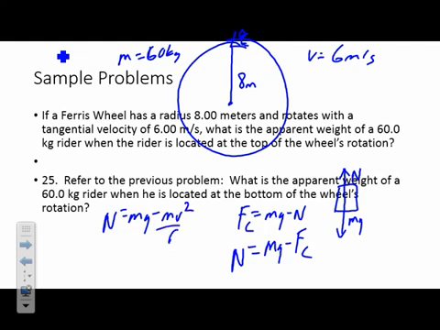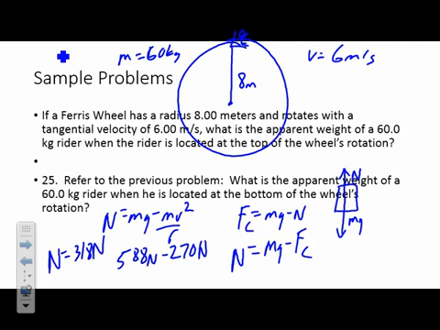So mg is going to be 60 times 9.8. His real weight, that's 588. And I'm going to just do mv squared over r on my calculator. You should show this on the test, but v squared, 6 squared, 36, times mass. Mass was 60, divided by r, which was 8. So mv squared over r is 270. We subtract those two. So up at the top, the apparent weight, or the normal force of the guy, is 318 newtons.